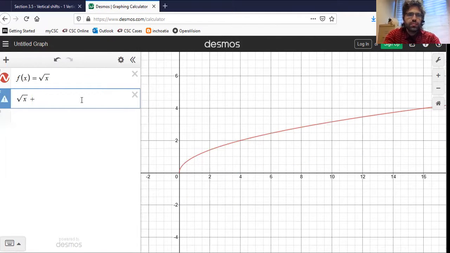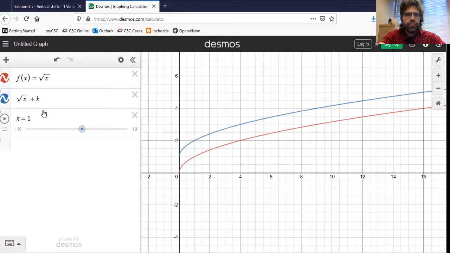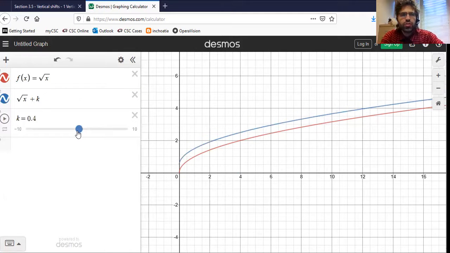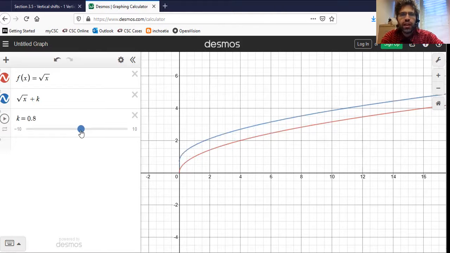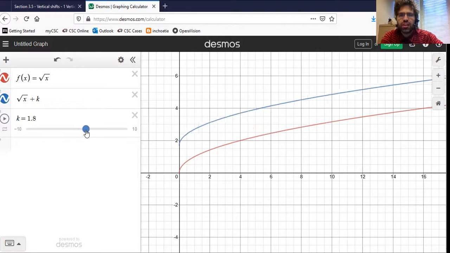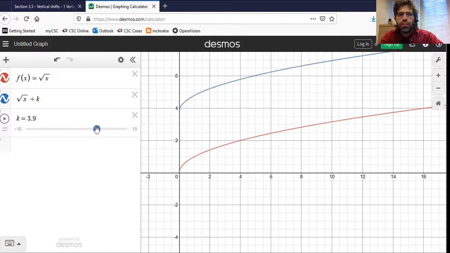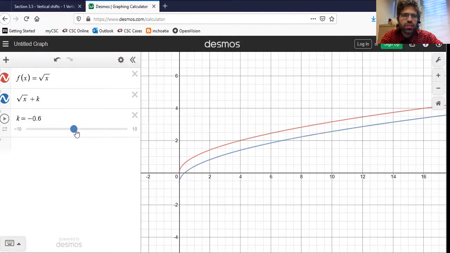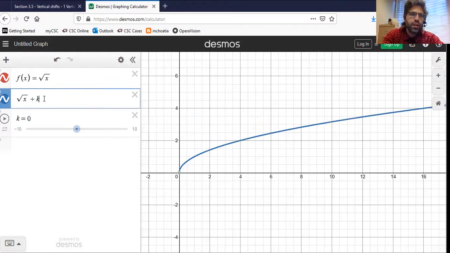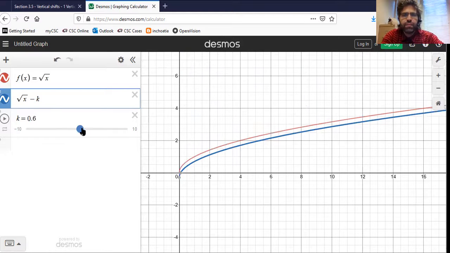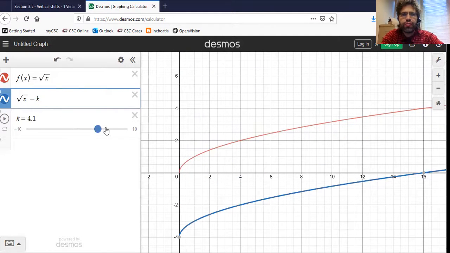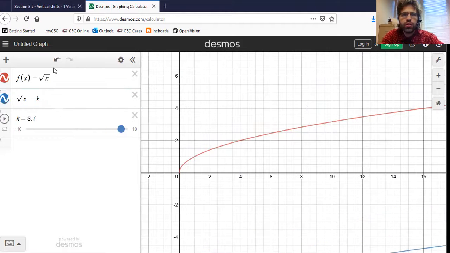That's, as a final illustration, here's the square root of x plus k. When k is positive, this is addition. We are shifting up. Let's get k back to 0 and look at the square root of x minus k. And now we're shifting down.